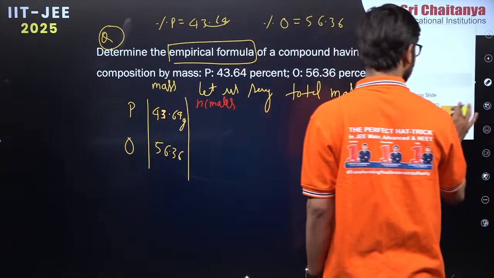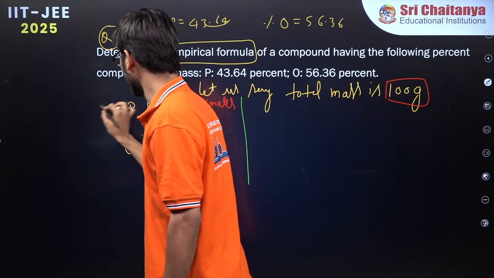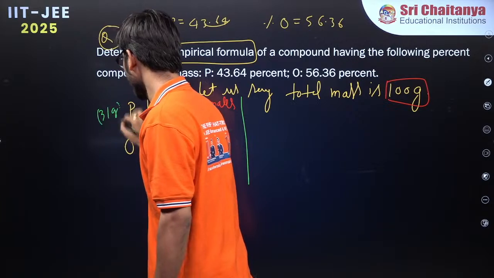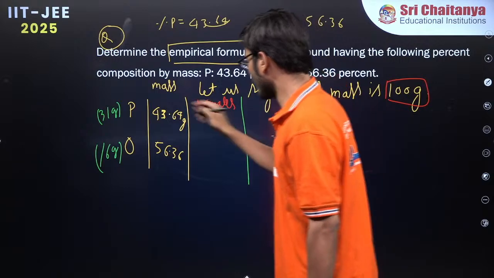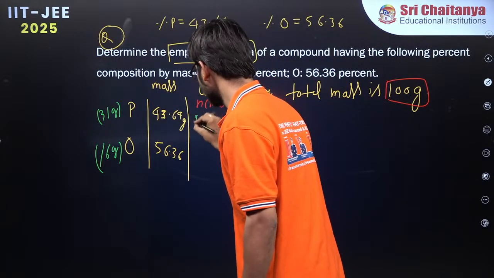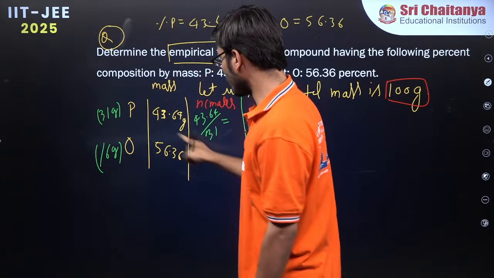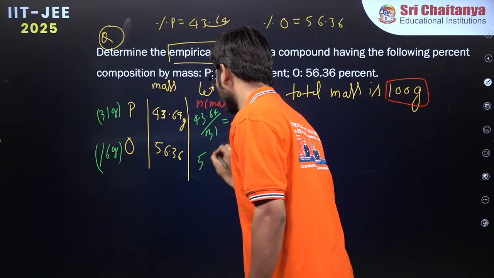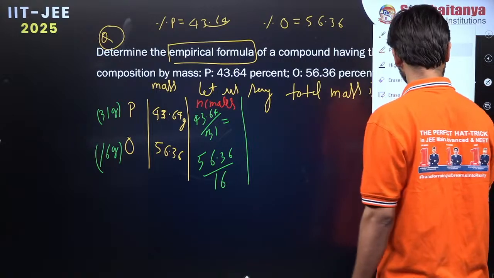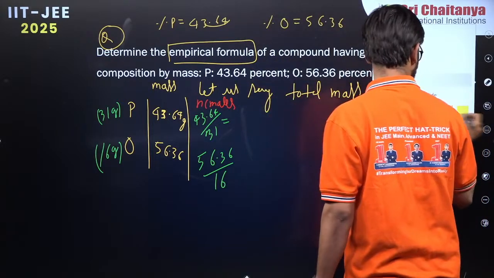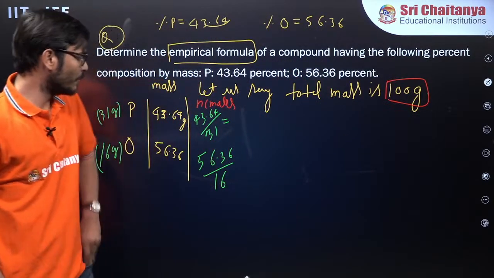So once I have the information of moles, what will be the moles? The molar mass of phosphorus is 31 gram, and the molar mass of oxygen is 16 gram. So I have to find the number of moles. Number of moles is mass by molar mass, which is 43.64 by 31, and for oxygen 56.36 by 16. Can you do the calculation for me, please? What will be the numbers?